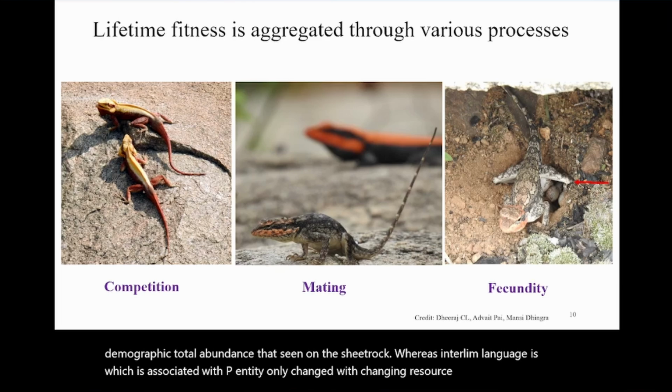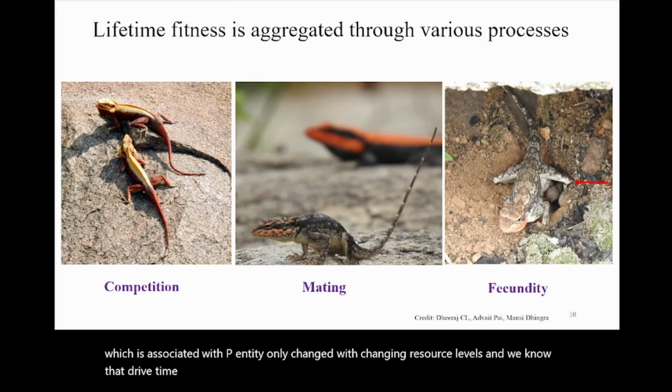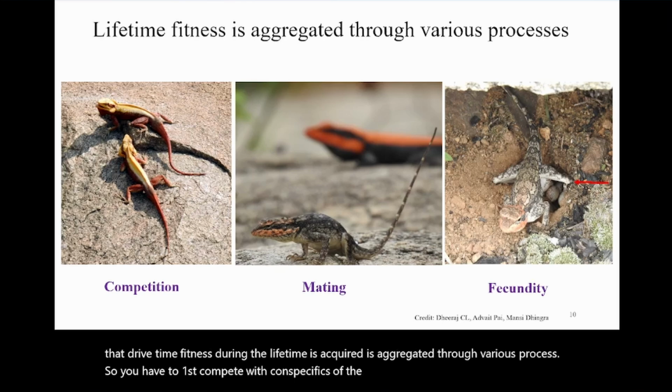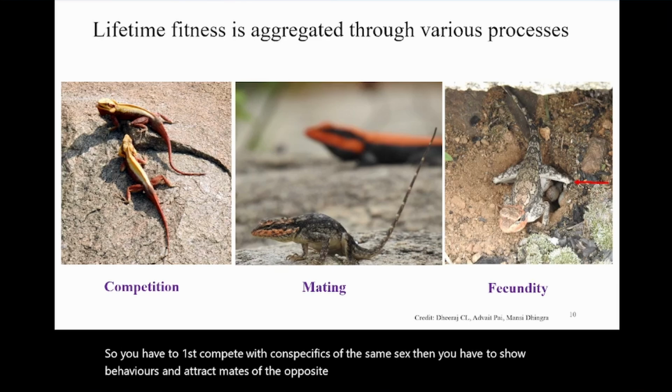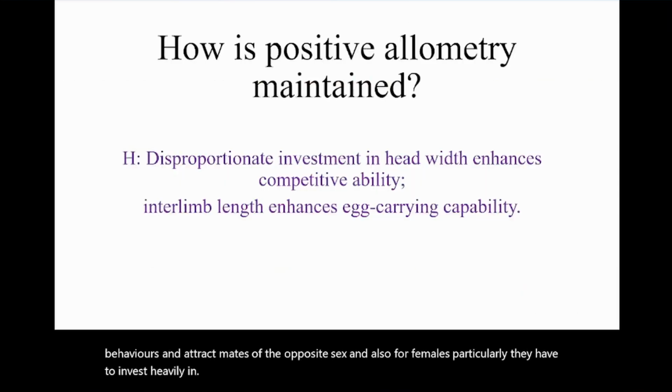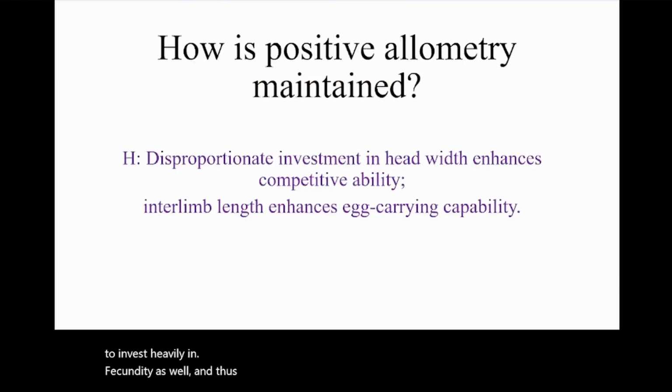And we know that lifetime fitness is aggregated through various processes. You first have to compete with conspecifics of the same sex, then you have to show behaviors and attract mates of the opposite sex, and for females particularly, they also have to invest heavily in fecundity. And thus, the question that I'm asking is pretty straightforward: how is positive allometry maintained?